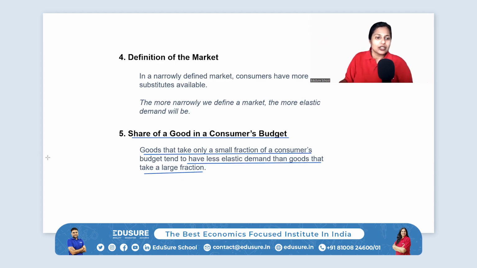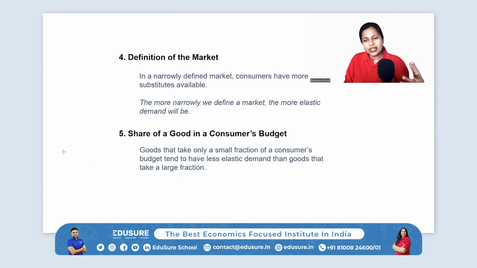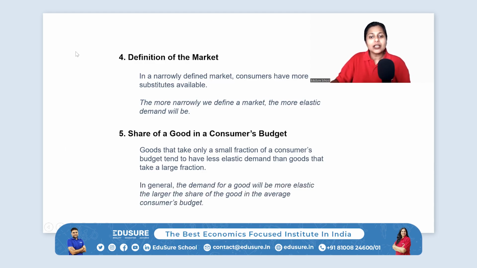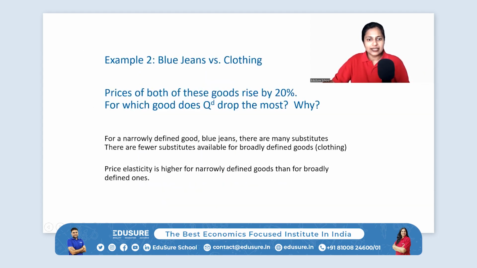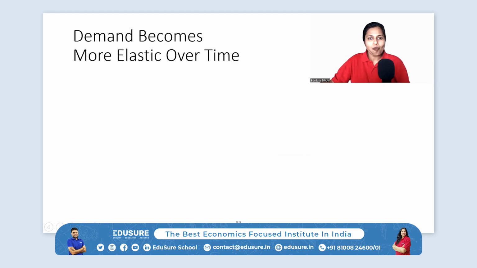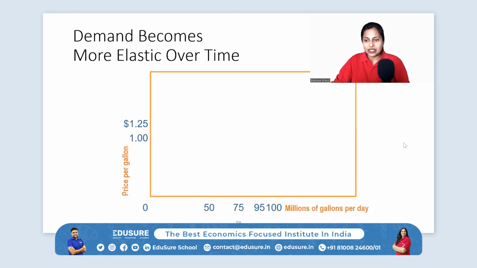Okay, so goods which are cheap, even if their price increases it won't make much difference, but goods which take a large part of your income, if their price increases, then it will be a challenge. So those goods are more elastic. In general, the larger the share of money spent on that good, the more is the elasticity. So blue jeans versus clothing, we just did this example. Then there is the time constraint, okay?